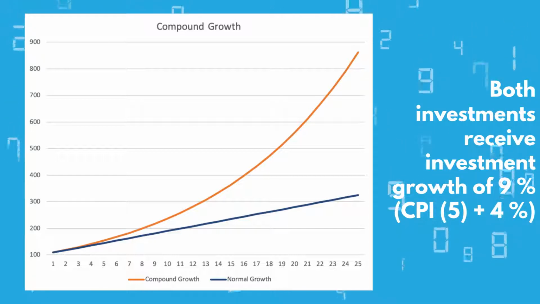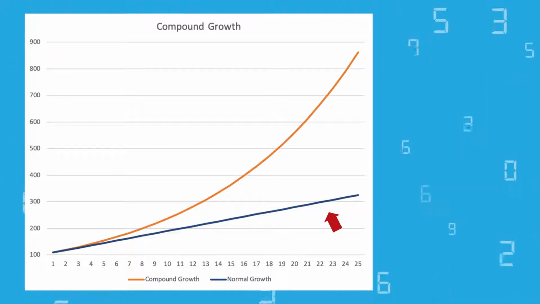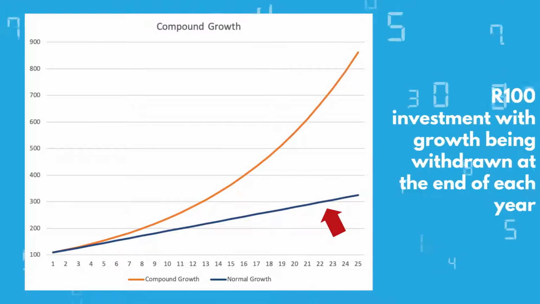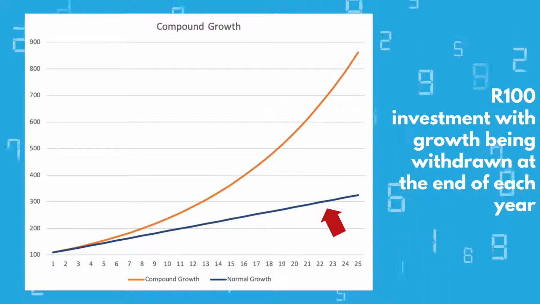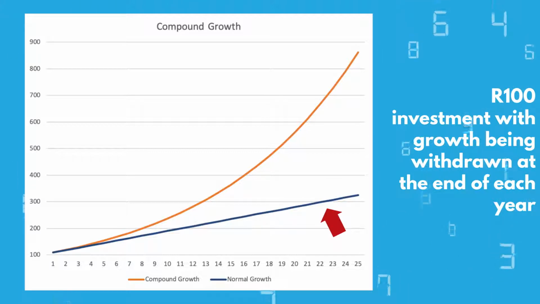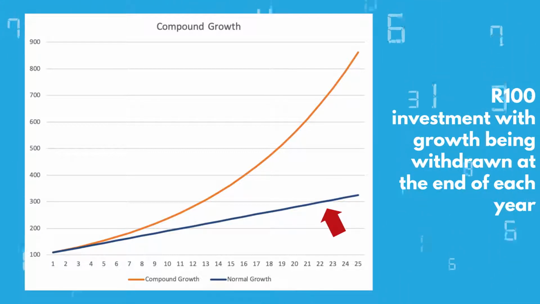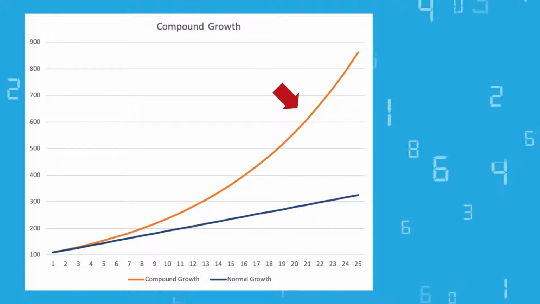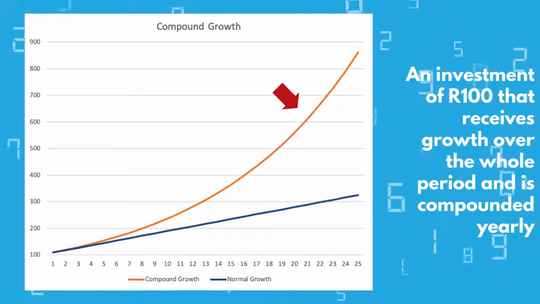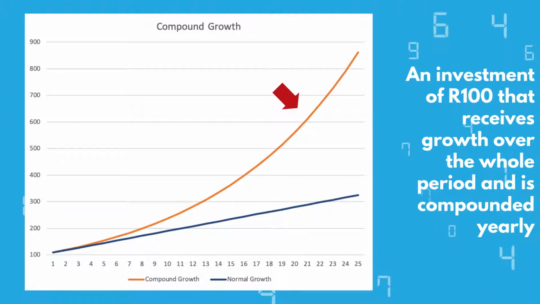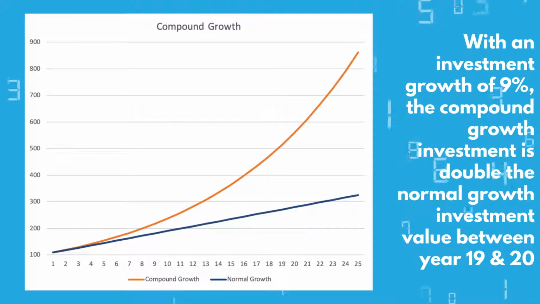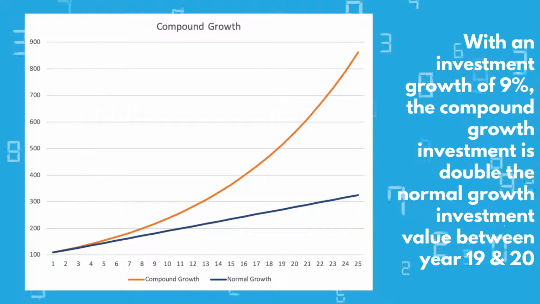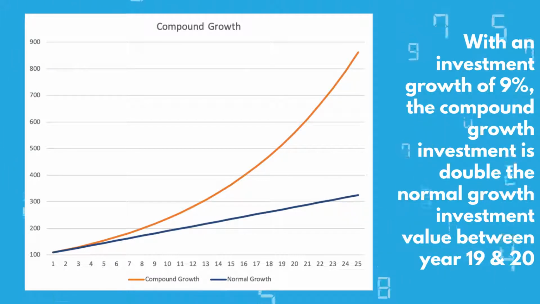Investment growth has a big impact on the compounding interest. With a normal growth strategy, we see a 100 Rand investment with growth being withdrawn at the end of each year. The line shows the total value the person receives, with the yearly withdrawals. With a compound growth strategy, there is an investment of 100 Rand that receives growth over the whole period and is compounded yearly. This graph shows that with an investment growth of 9%, the compound growth investment is double the normal growth investment value between year 19 and 20.